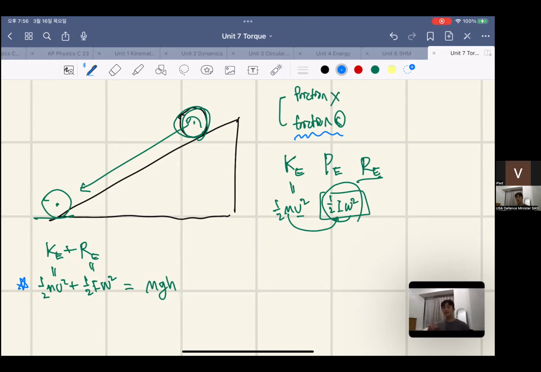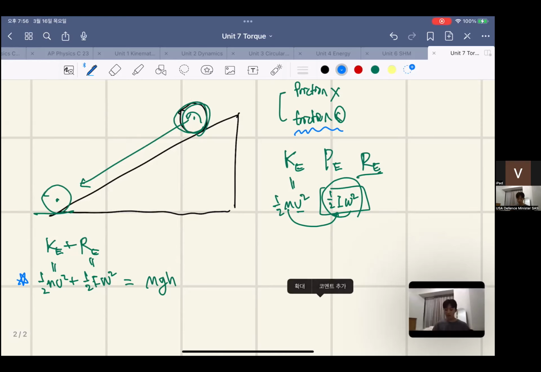However, when the question says that there is friction present, it's simply saying that the friction is there just enough to make the ball roll. It's not big enough to actually slow down the ball and take energy from the ball. It's only there, only slightly, to make the ball roll. So you can still use the conservation of energy.